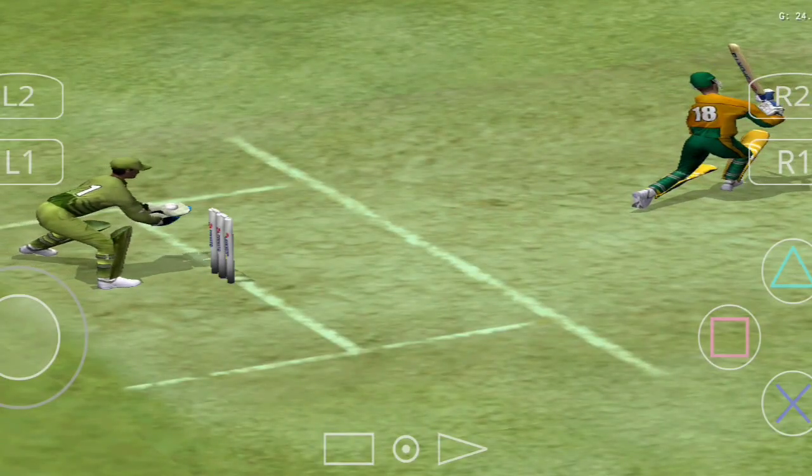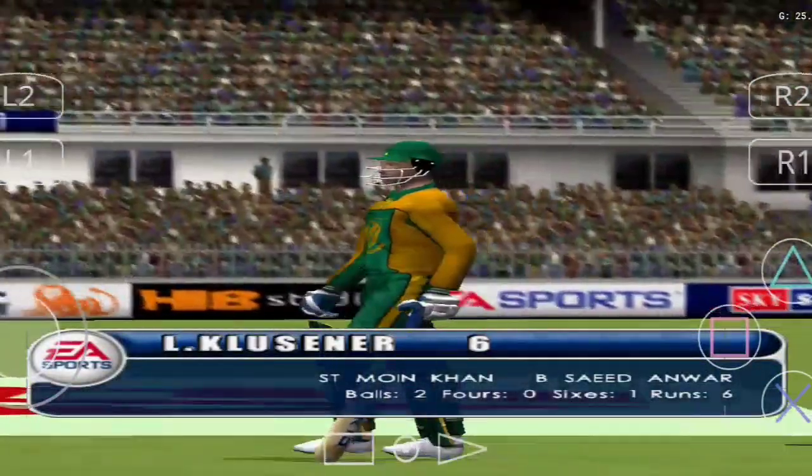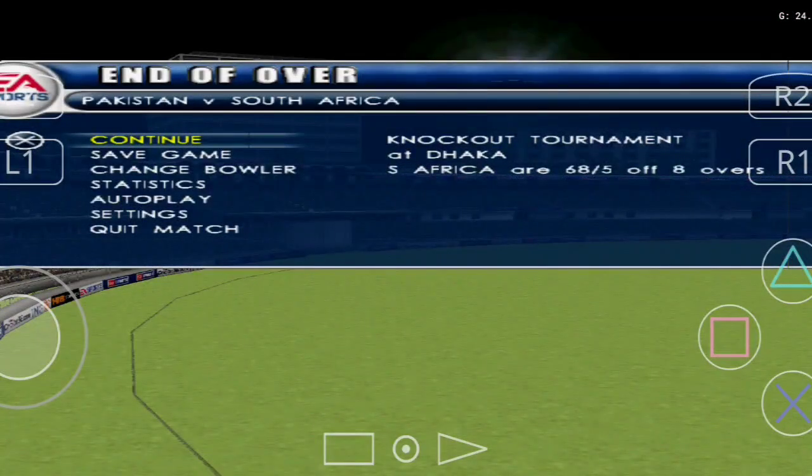That's a sharp stumping by the wicket-keeper. That's a great piece of work by the wicket-keeper. He whipped the bails off in a flash. Klusner goes for only 6. That over helped the run rate somewhat.